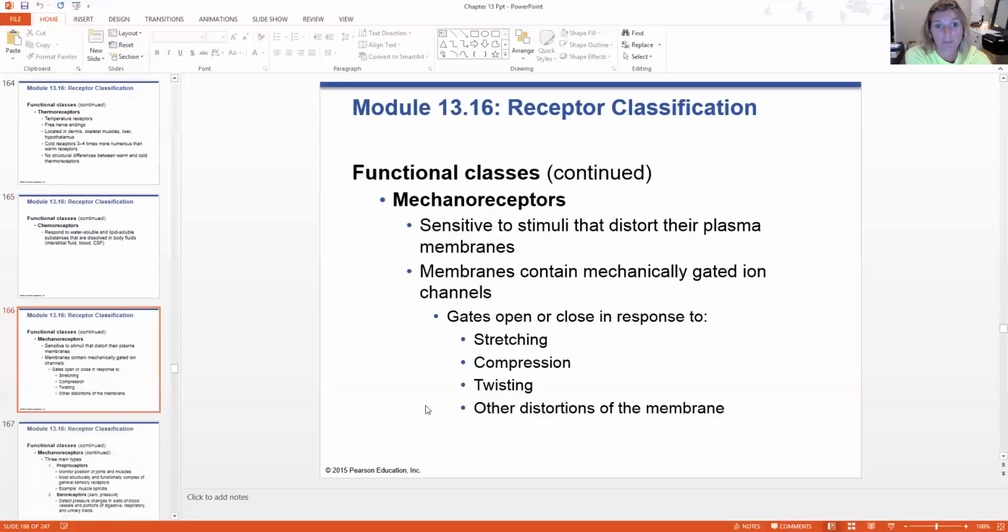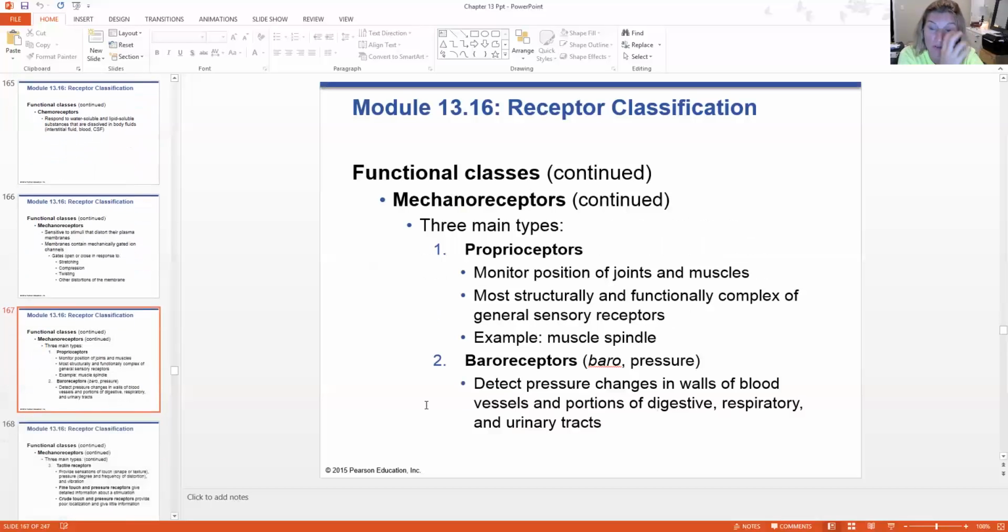Then you have mechanoreceptors. Mechanoreceptors are sensitive to stimuli that distort their plasma membranes. Membranes could be opened by stretching, compression, twisting, or any other distortions. It's going to cause those mechanically gated channels to open. There are 3 main types of mechanoreceptors. You have proprioceptors for maintaining your body position, balance, things like that. Baroreceptors are pressure. This could be pressure within your digestive system, your respiratory system, your blood, your circulatory system.